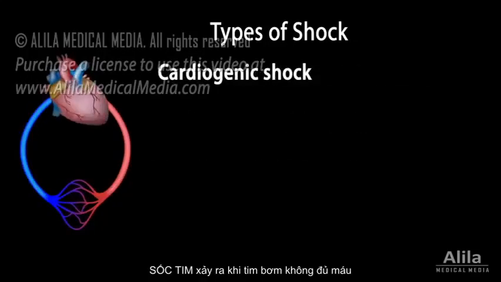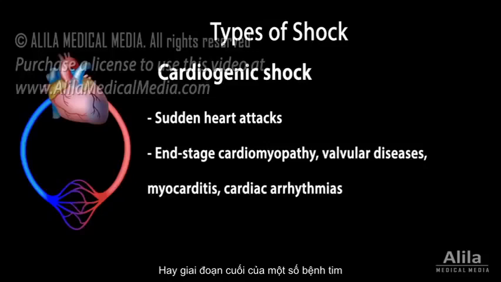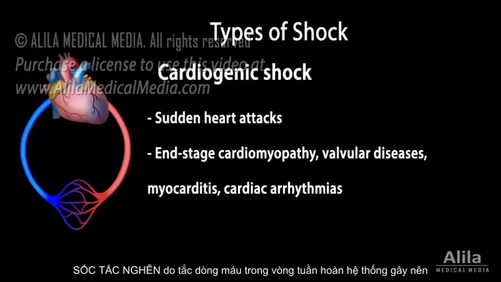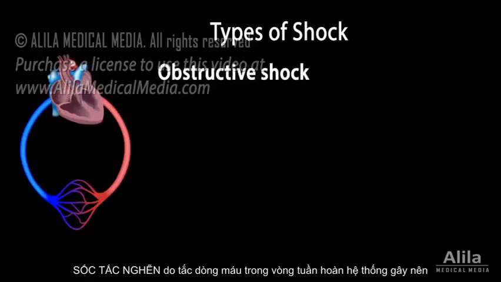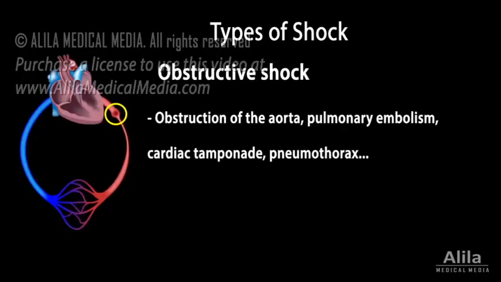Cardiogenic shock occurs when the heart fails to pump sufficiently. This can result from a sudden heart attack or an end-stage development in various heart conditions. Obstructive shock is caused by an obstruction of blood flow in a major circulatory circuit.